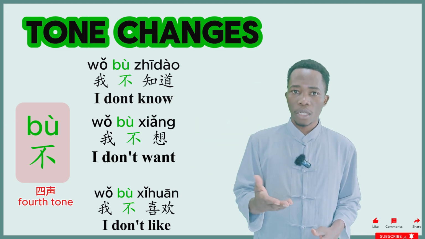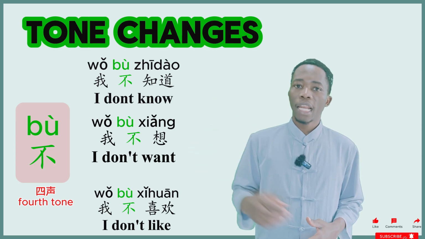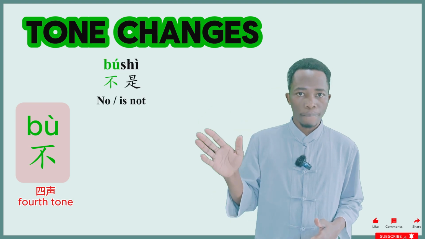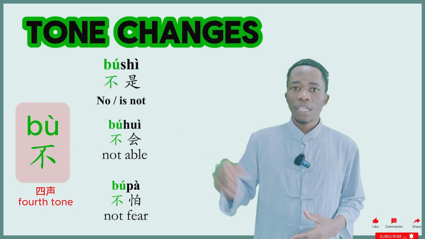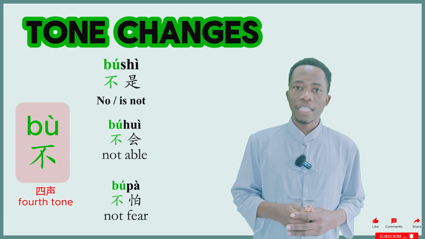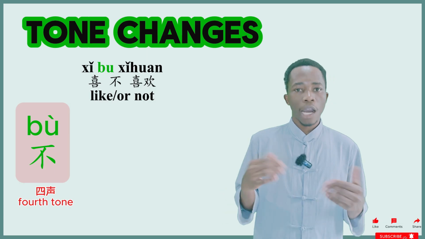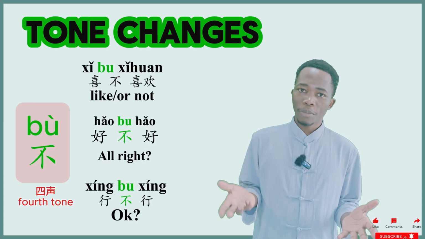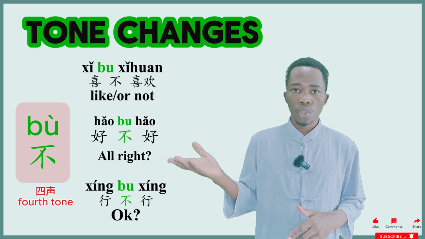But sometimes you can find in some sentences and contexts it has become bu, like in 不是,不会,不怕. In these cases, it is second tone. Or 喜不喜欢,好不好,行不行. In these cases, it has become neutral tone.